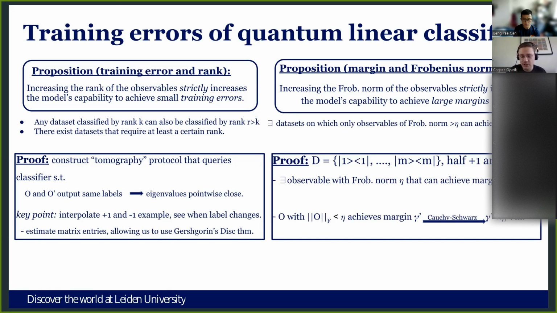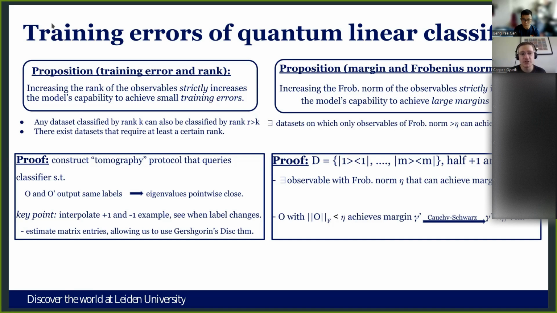So how does this look? It's a very simple data set. It's basically the data set of computational basis states, but this time written as mixed states, where half of them, let's say the first half, we assign label +1, and the other half we assign label -1. First we note that there indeed exists an observable that is able to classify this data set while attaining a certain margin. The observable has Frobenius norm eta, and it achieves margin eta divided by square root m, where m is the size of my training set.